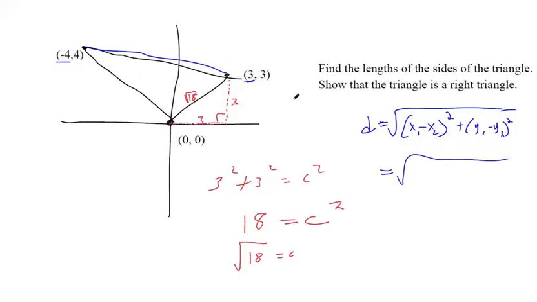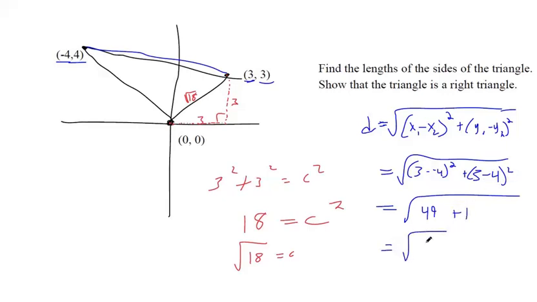Plug in these x-coordinates. So I'm going to do 3 minus negative 4. That's being squared. And then plug in the y-coordinates. 3 and positive 4. So 3 minus 4 squared. And so 3 minus a negative 4, make sure the subtraction sign is built into it, so you're subtracting a negative 4. So that makes 7. 7 squared is 49. And 3 minus 4 is negative 1. Negative 1 times itself is 1. And so that gives us square root of 50.